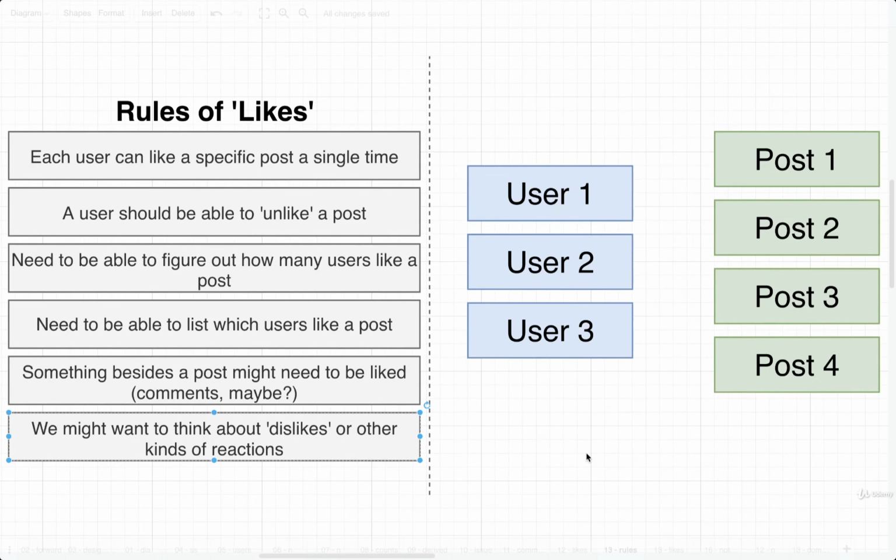Last thing I want to mention is that in addition to liking a post, we might want to allow a user to dislike a post. That would be a kind of upvote or downvote system. We also might want to put together some kind of reaction system as Facebook has.